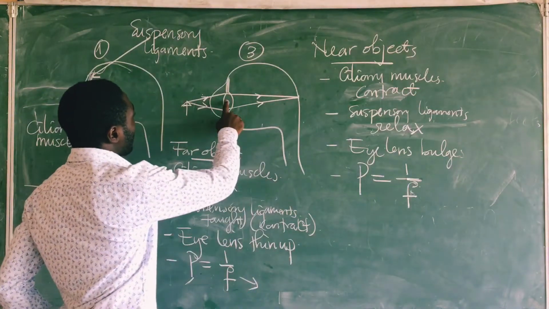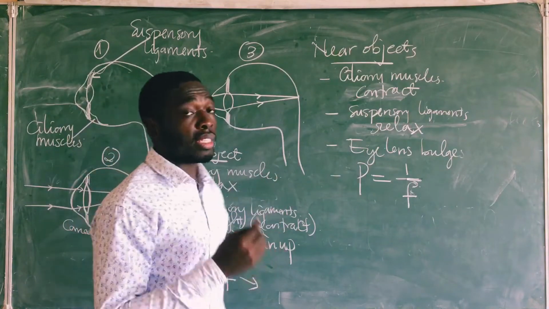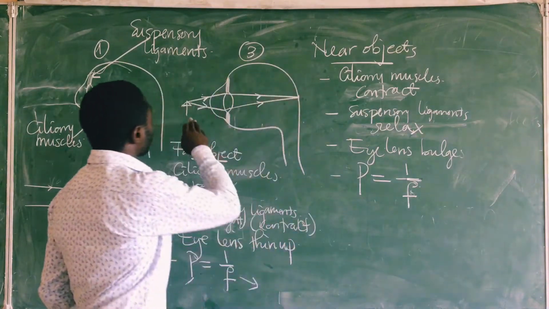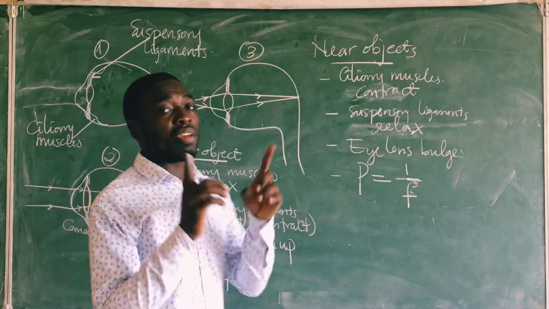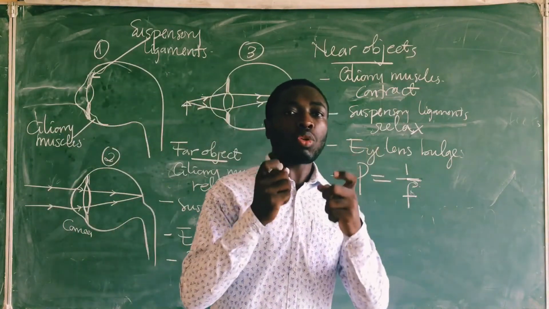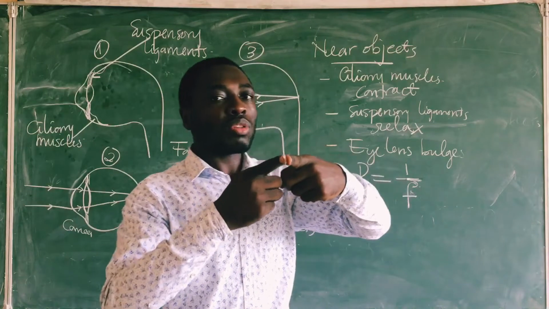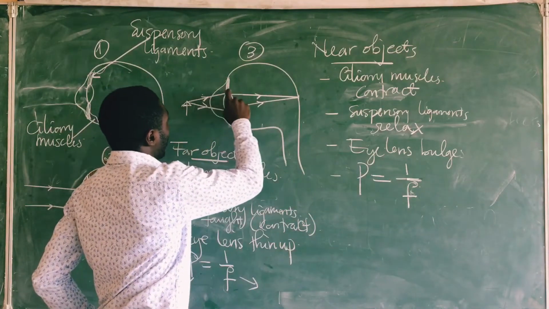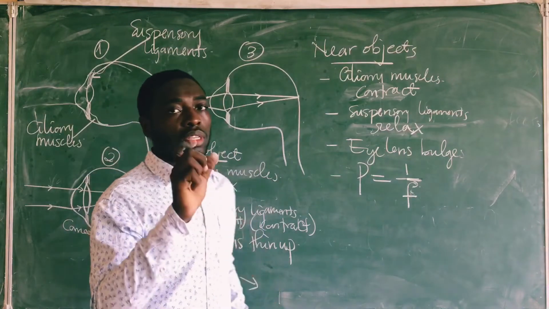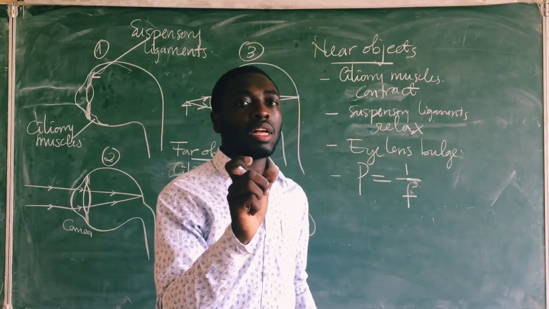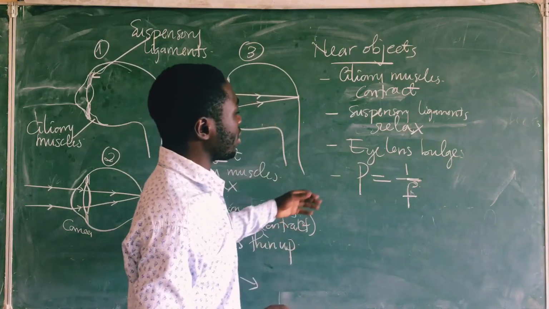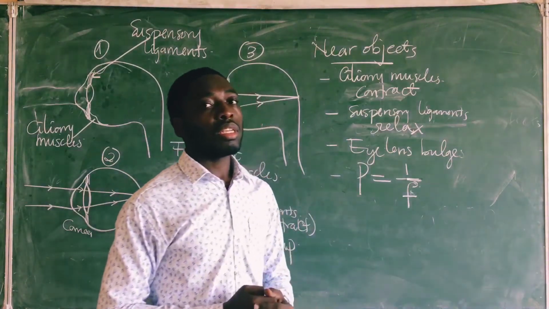So why does the eye lens have to increase its convergence power? Because the rays from the close object are considered to be divergent, and of course need a stronger lens in order to converge the rays onto the retina. That's the reason why we have the eye lens becoming thicker and decreasing the focal length, and thereby increasing the power of the lens. Okay?